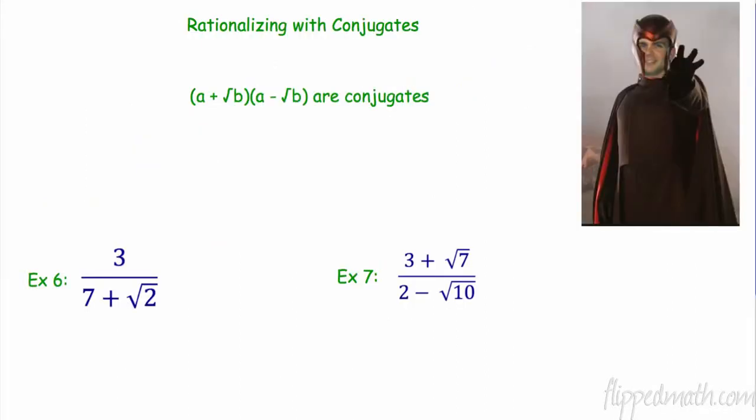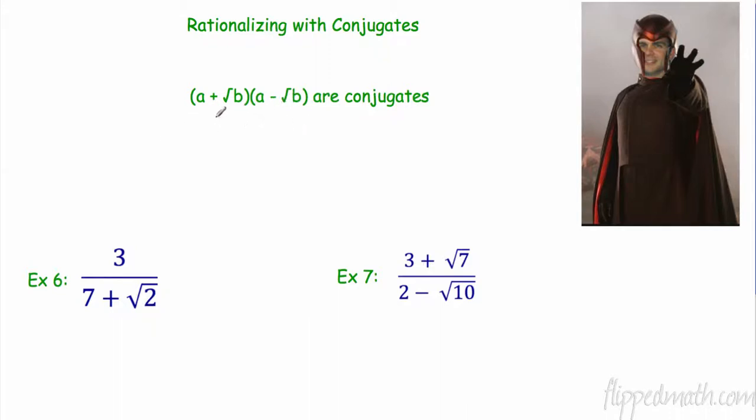This one's definitely new for you guys. It's called rationalizing with conjugates. Conjugates are two things that when you multiply them together, you're going to get just a rational number. It's going to be nice. It's not going to have any radicals in it. Let's take a look and see why.